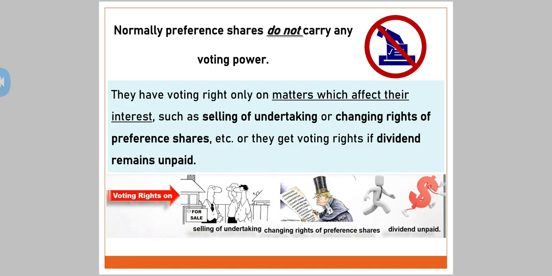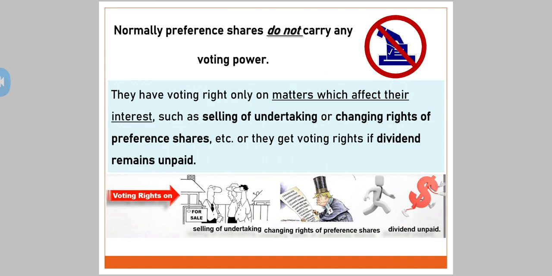They have voting right only on matters which affect their interest, such as selling of undertaking or changing rights of preference shares. What do you understand by the changing rights of preference shares? If the company is trying to change certain rights of the preference shareholders, let's say the company was issuing dividend every 6 months. Now the company is trying to pay dividend every year, that is annually. So yes, change in any of the rights of the preference shares, at that time they are going to have certain voting powers, or they get voting rights if dividend remains unpaid.